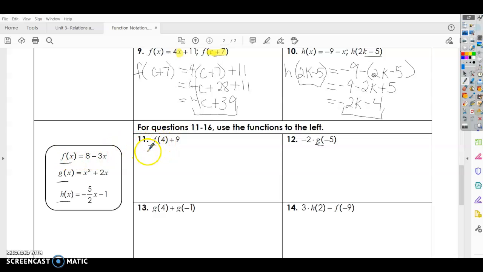So we're going to take f of 4. So we're going to substitute 4 in here. 8 minus 3x. And then we're going to add 9 because that's here. So we're going to have negative 3x. And 8 plus 9 is 17.